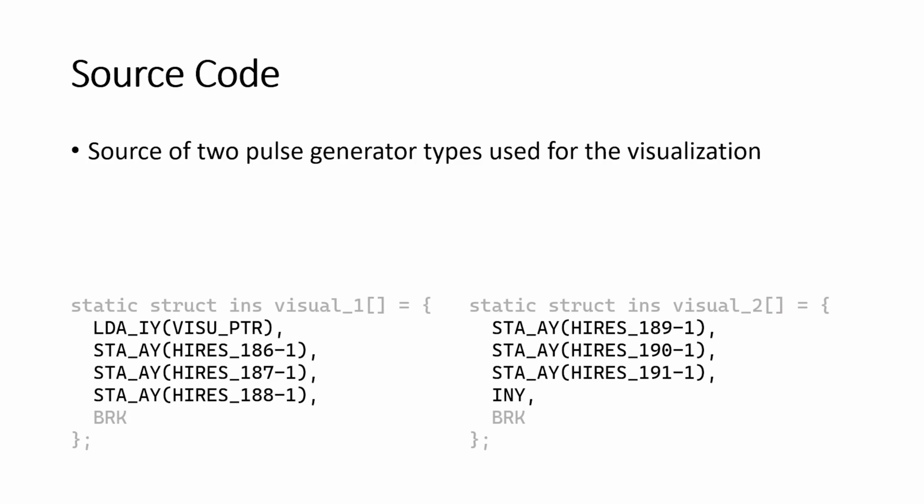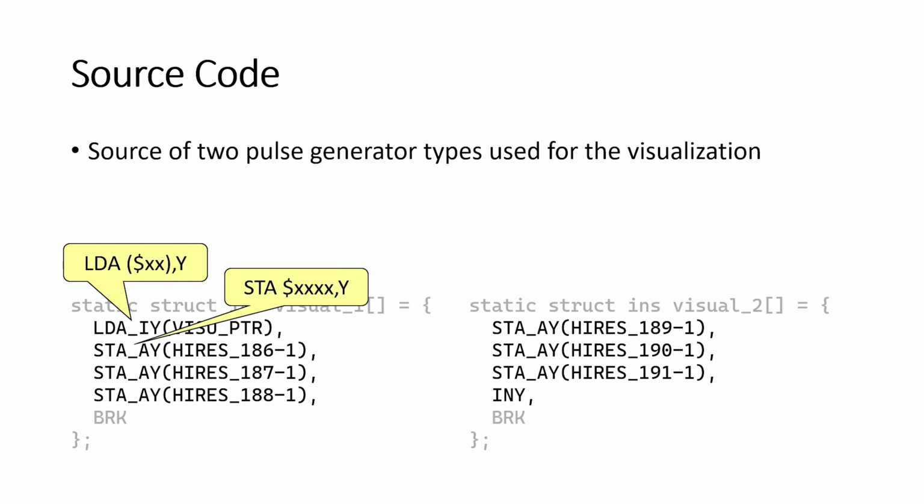Let's have a look at actual source code. Here's the source of two pulse generator types used for the visualization. The 6502 instructions may seem a little bit strange, but that's not so hard. The first instruction here just means load indirectly from zero page pointer with an Y index. And this here is just a store accumulator on an absolute address with Y index.